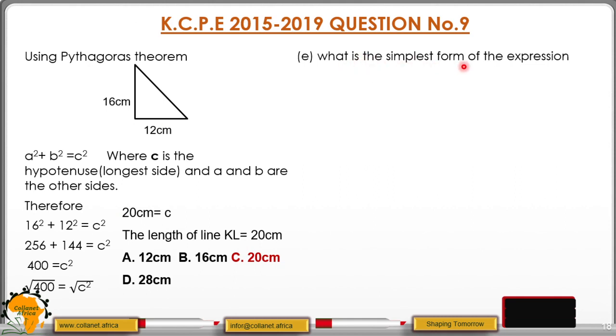What is the simplest form of the expression? So we have this expression. This is algebra. And the algebra is very simple if you just understand how you go about the signs and removing the bracket. In this case, this was tested in 2015 KCPE according to Kenya National Examination Council.